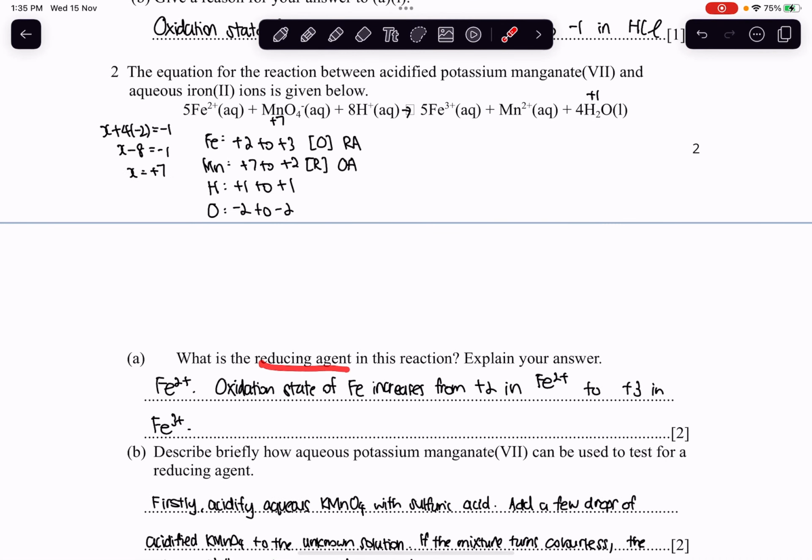Remember, reducing agent always refers to the reactant. So you say Fe2 plus. How do you explain? You can say oxidation state of Fe increases from +2 in Fe2 plus to +3 in Fe3 plus. Therefore it's oxidized.